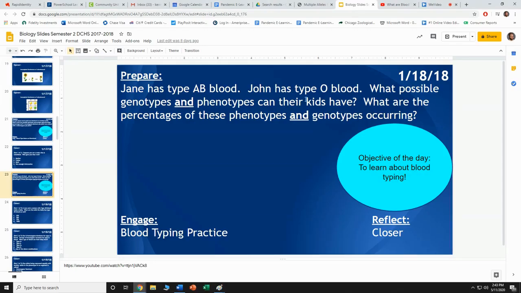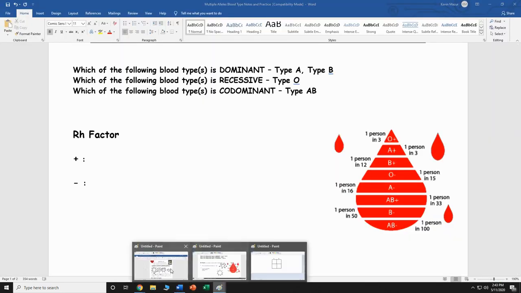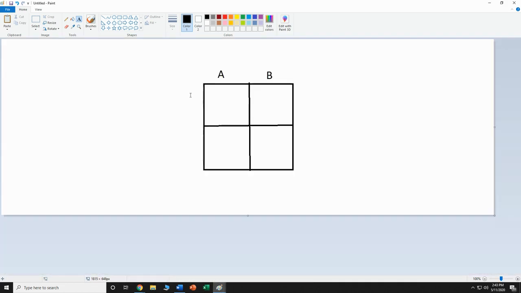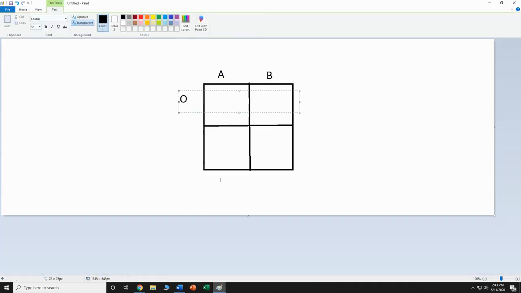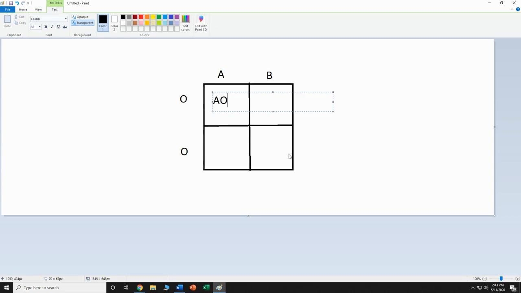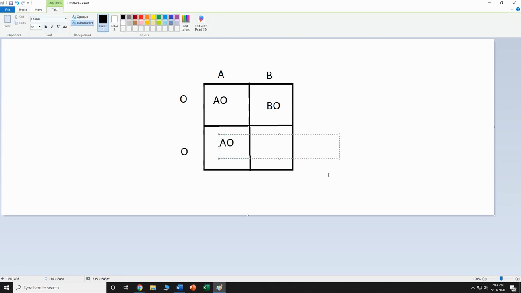Okay? Going back to the problem, it says John has type O blood. So let's take a look. For type O blood, you are only going to have this possible genotype, OO, like that. All right, so let's write that in over here. Type O blood, type O blood. Okay, and let's fill this in as well. We got AO, we got BO, we got AO, and we got BO.